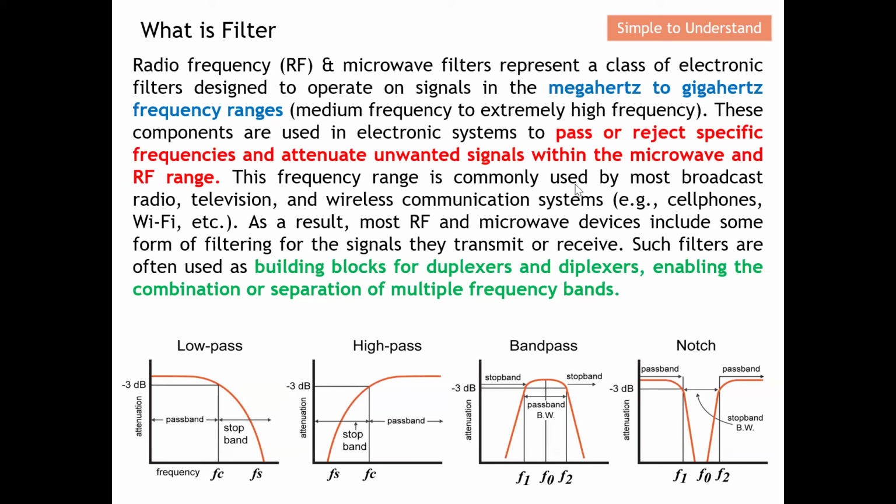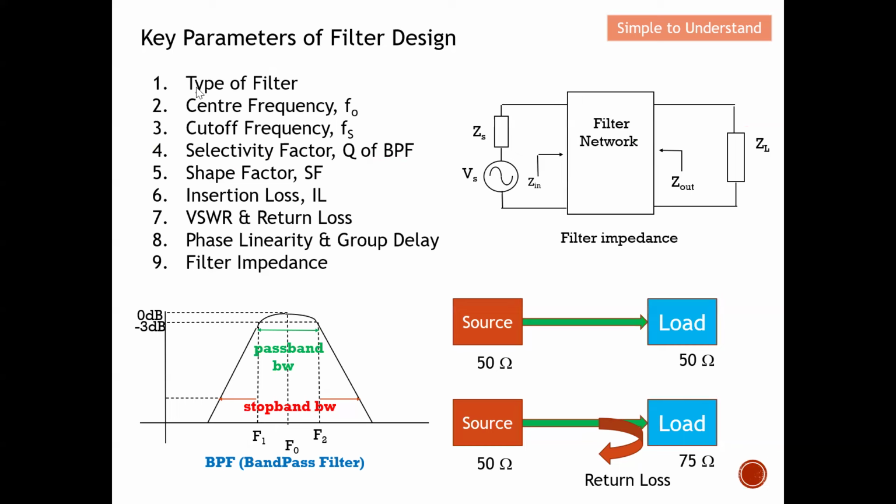This frequency range is commonly used by most broadcast, radio, television, and also wireless communication systems such as cellular phones, Wi-Fi, etc. As a result, most RF and microwave devices include some form of filtering for the signals they transmit or receive. Such filters are often used as building blocks for duplexers, and the duplexers enable the combination or separation of multiple frequency bands. So these will be the key parameters that I will first discuss in the first few series of discussion on filter design. In this video, I will concentrate on the types of filter.